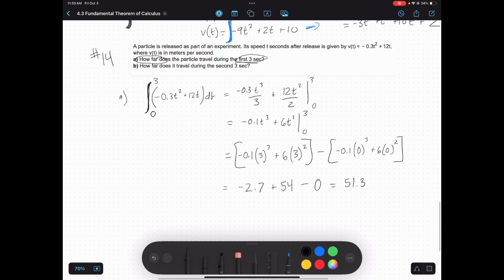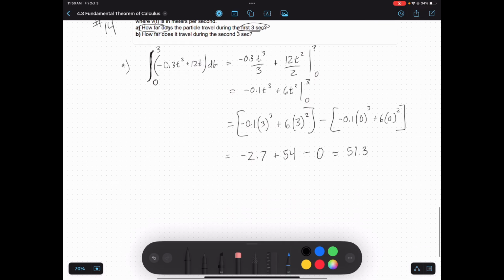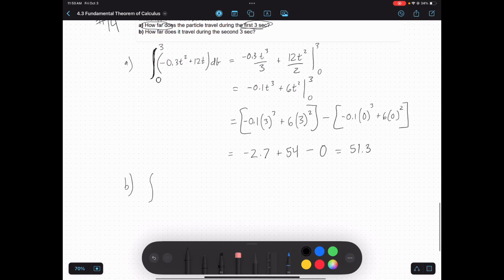Well, look at part B. How far does it travel during the second 3 seconds? Very, very similar question. What's changing here? The only thing that's changing are my bounds. If I'm looking at the second 3 seconds, what am I starting at? I'm starting at 3 and going to 6. Other than that, it's the same exact process. I'll let you do that one on your own.